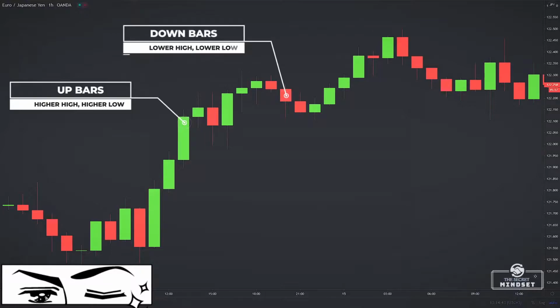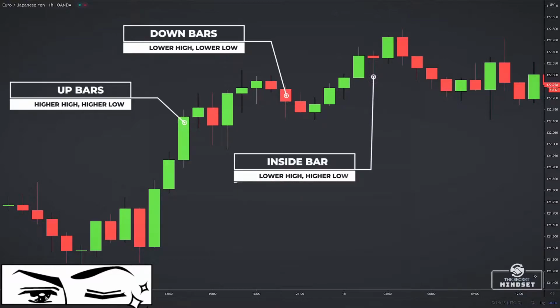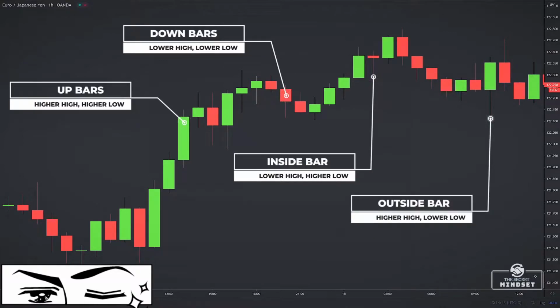Down bars have lower high and lower low compared to the previous bar. Inside bars have lower high and higher low relative to the previous bar. And if the high or the low or both are equal to that of the previous bar, it's still considered an inside bar. And outside bars have higher high and lower low relative to the previous bar. If either the high or the low are equal to that of the previous bar, it's still an outside bar.